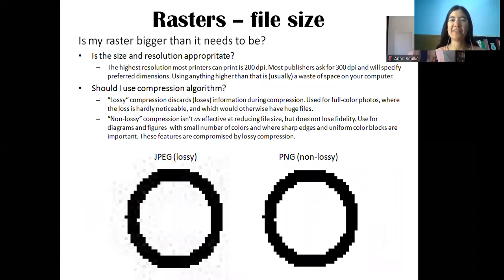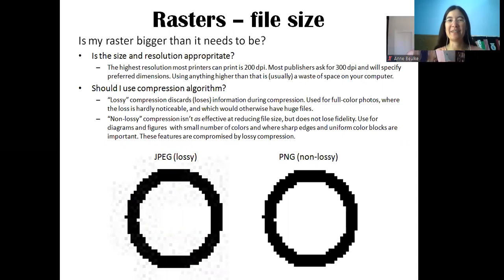So a little bit more about rasters. The biggest issue you'll run into is with file size. So the question you should always be asking yourself is, is my raster bigger than it needs to be? So first checking, is the size and resolution appropriate? You should know that the highest resolution that most printers can print is 200 DPI, and most publishers will actually specify a DPI that they would like, as well as preferred dimensions. Usually it's around 300. So using anything higher than that, like 800 or 1200, is generally just a waste of space on your computer and in other people's email inboxes. So it's best to make it as large as it needs to be, but not hugely larger.